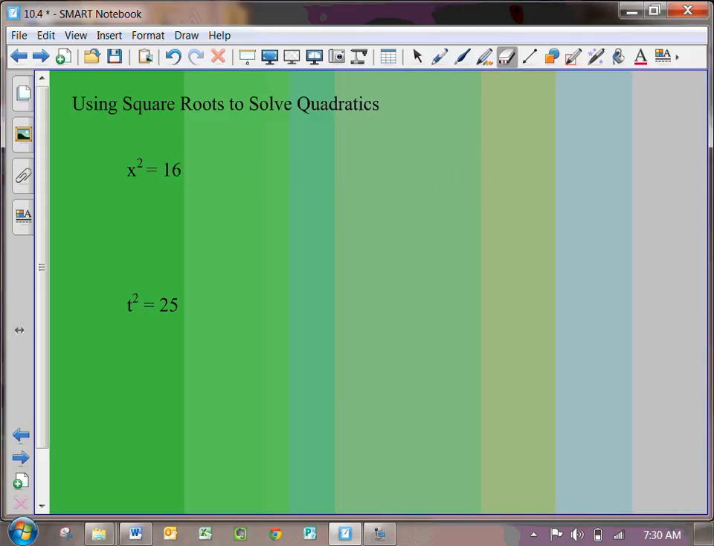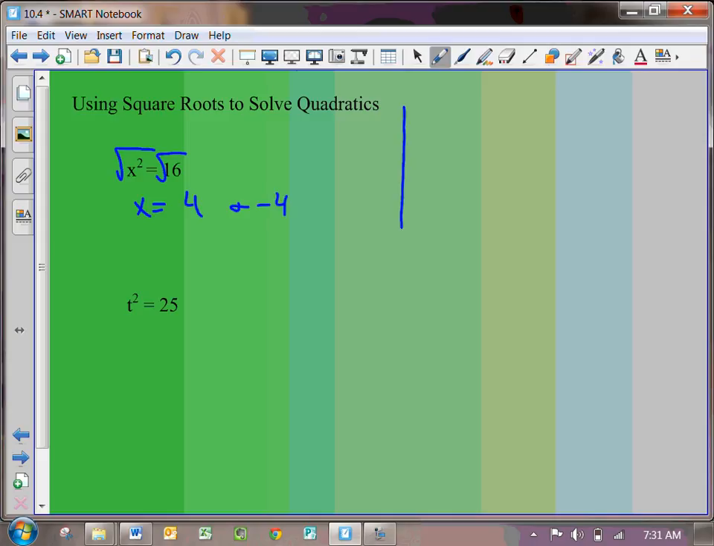Today we're going to look at a third method. It's called solving quadratics by square roots. So obviously from the title, it has to do with square roots. Just to review, the square root of 16 is both 4 and negative 4. Remember, you've got both of those because 4 squared is 16 and negative 4 squared is 16. What we're going to do here, we have x squared. The opposite of squaring something is square rooting something, so we're going to solve it that way. Square root. So x equals 4 and negative 4.